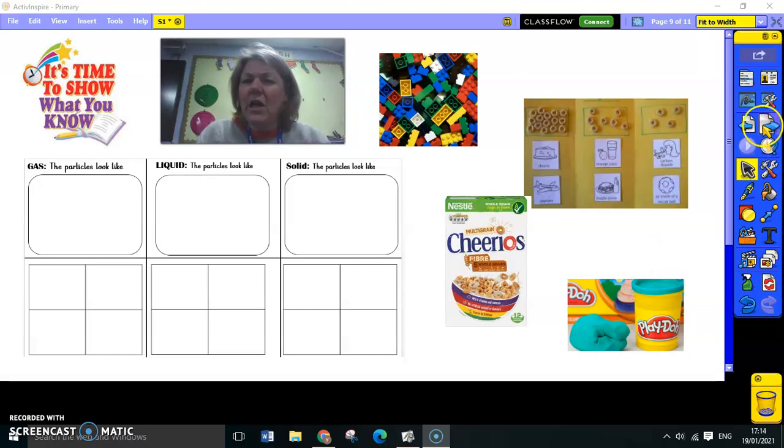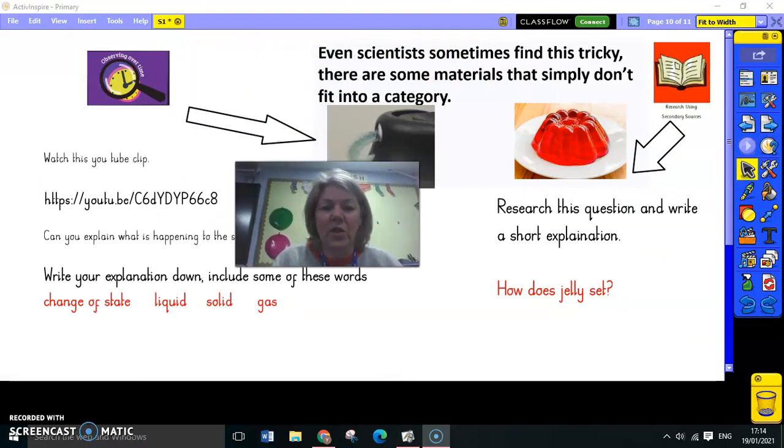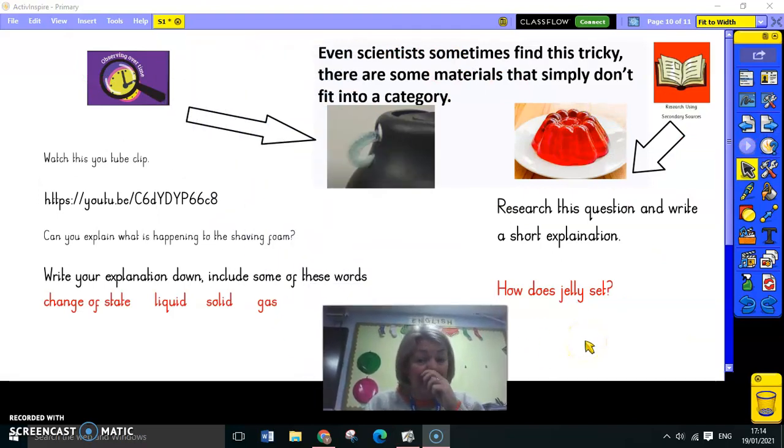It's just a couple of things to leave you with. Some little extras if you want to, and you don't have to. These things are if you want to investigate a little bit more. So this is a science, working scientifically objective that we would look at in school, which is observing over time, which is watching something happen over a period of time.